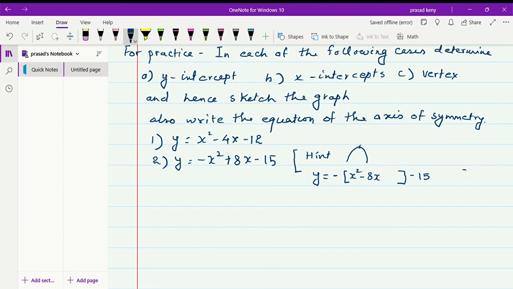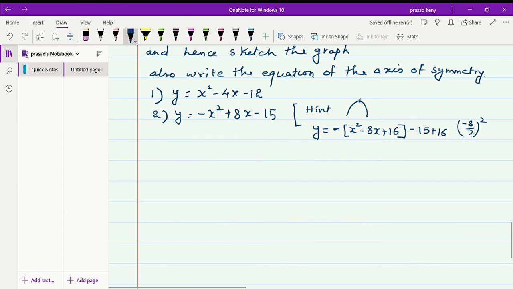So divide negative 8 by 2 and square it, which is minus 4 square is 16. So add 16 here. Now you are adding 16 means actually you are subtracting 16 because outside the bracket there is a negative sign. So again add 16 here because you have already subtracted 16. Be careful. Outside the bracket there is a negative sign. Means you are not actually adding 16. You are subtracting 16. So to balance you add 16 and then write the bracket in the form of the complete square and write the vertex.